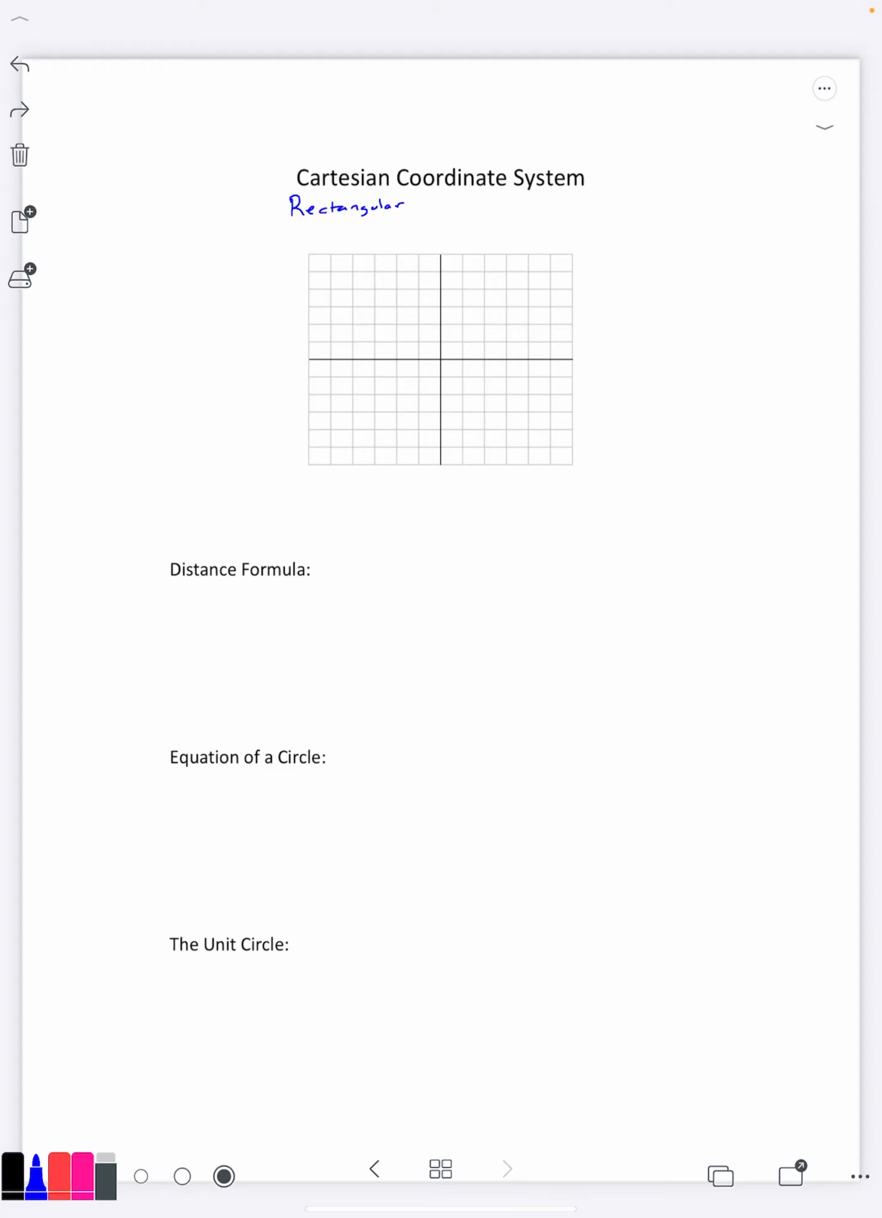So in the Cartesian coordinate system, you have a point called the origin. That's this point in the middle here. You have two axes that go through this point. You have the horizontal axis, also called the x-axis, and you have the vertical axis, also called the y-axis.